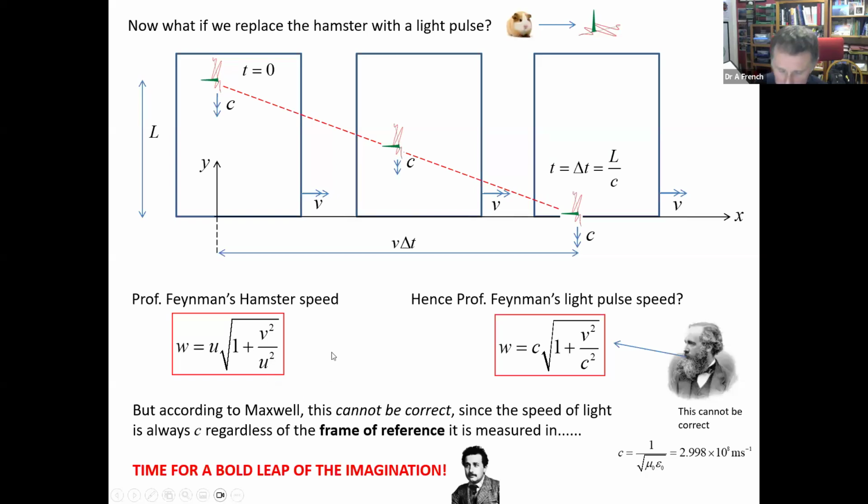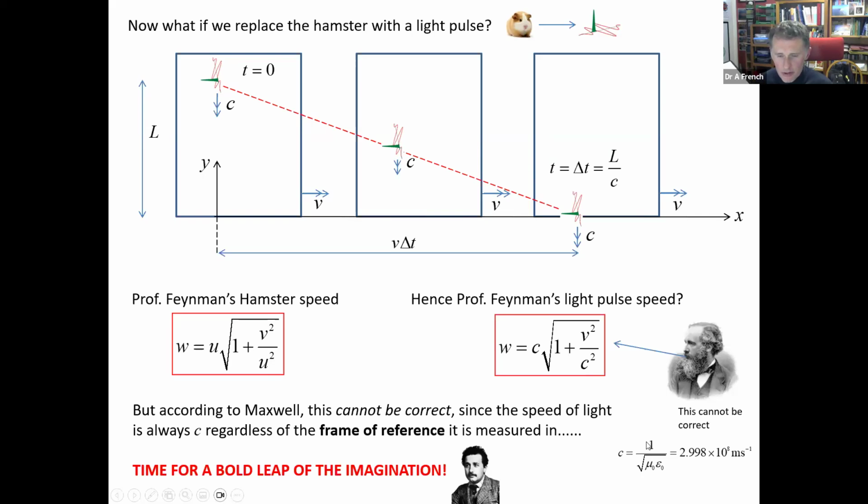Literally, there are many puns in this talk. Time for a bold leap of the imagination. So something's got to be wrong. Now, what is wrong? Is it this idea of Maxwell, the speed of light? I guess most people would say, well, yeah, that's got to be the thing that's wrong. Surely intuition must rule.